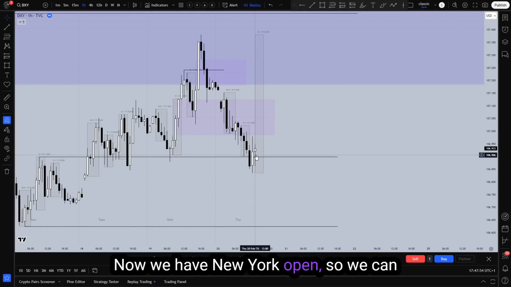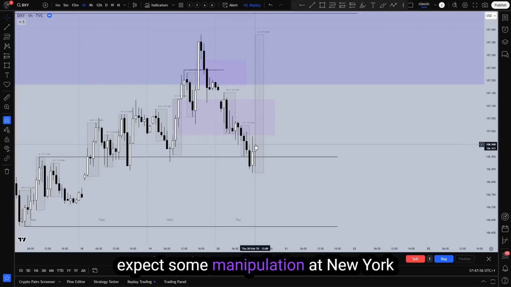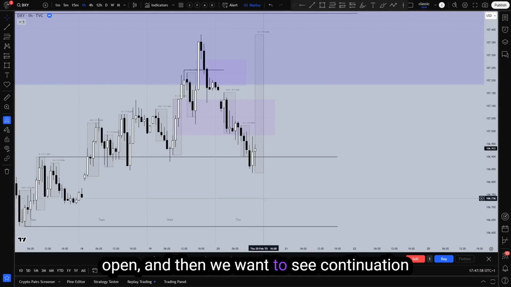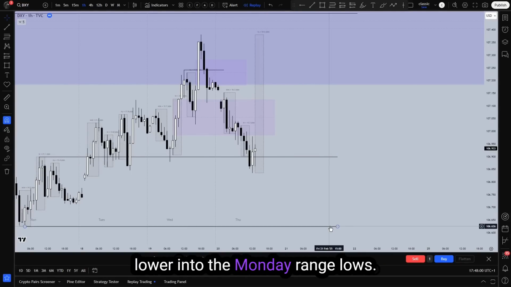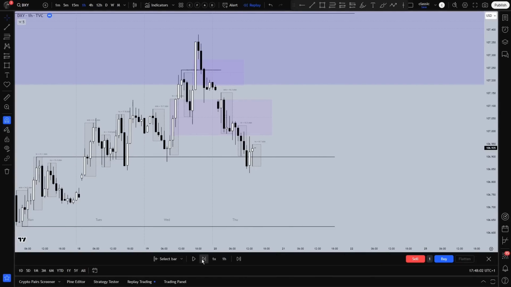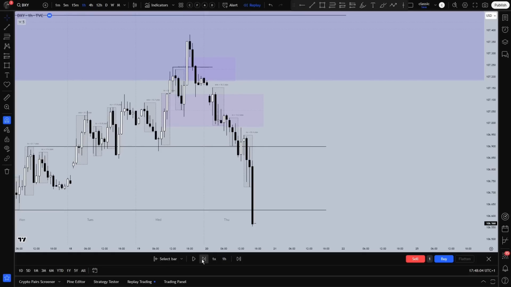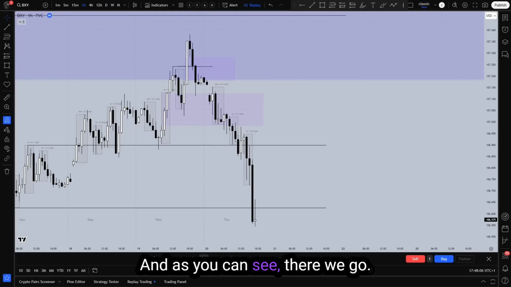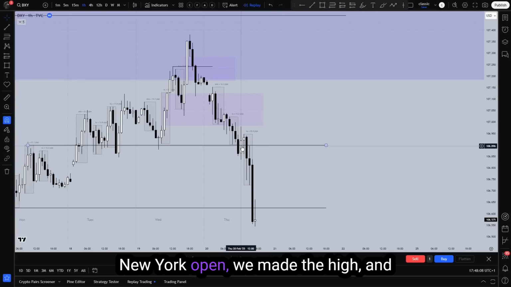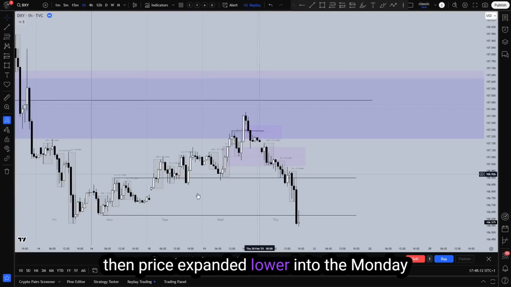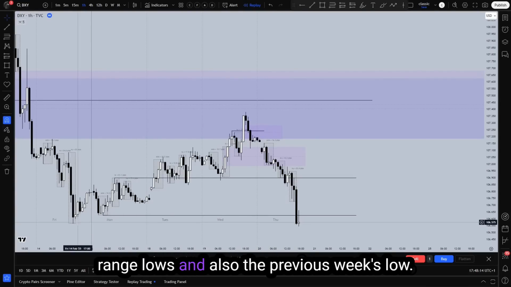Now we have New York open, so we can expect some manipulation at New York open, and then we want to see continuation lower into the Monday range lows. And as you can see, there we go. New York open, we made the high, and then price expanded lower into the Monday range lows and also the previous week's low.